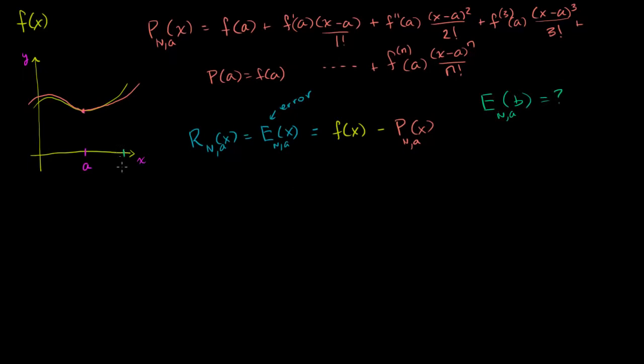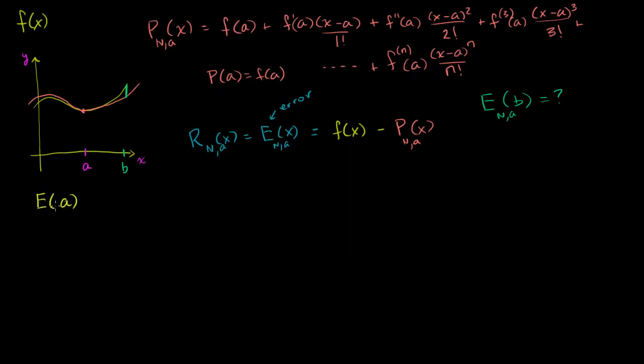Well, if b is right over here, the error at b is going to be f of b minus the polynomial at b. So f of b there, the polynomial is right over there, so it'll be this distance right over here. If you measured the error at a, it would actually be 0 because the polynomial and the function are the same there. f of a is equal to p of a, so the error at a is equal to 0. And let me actually write that down because that's an interesting property, and it'll help us bound it eventually.